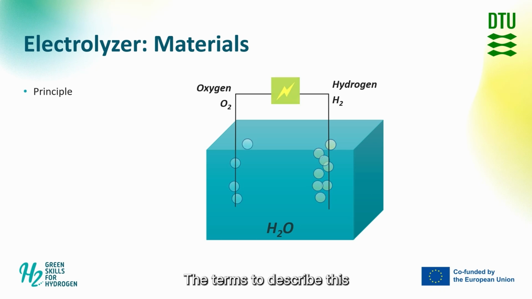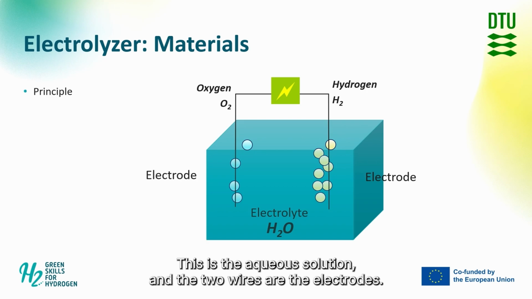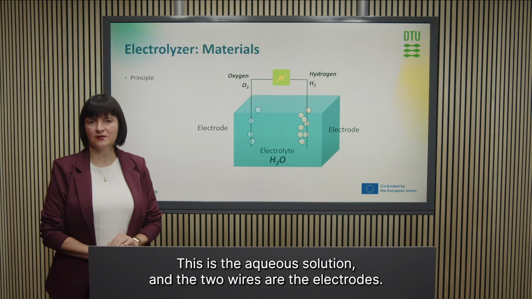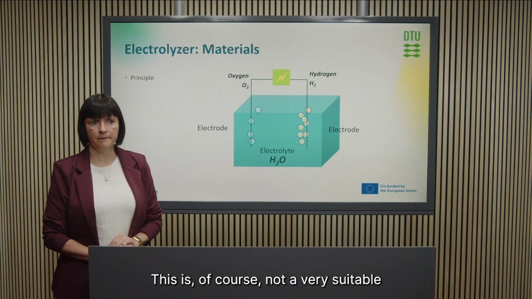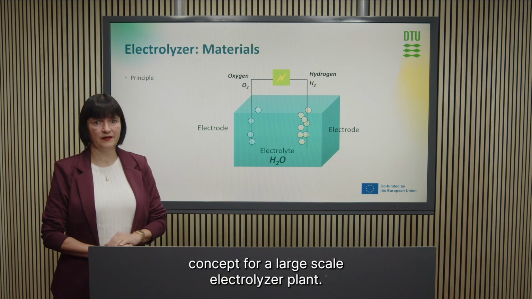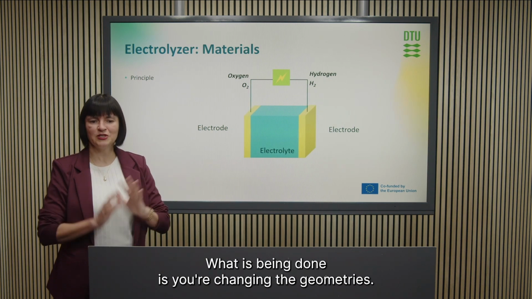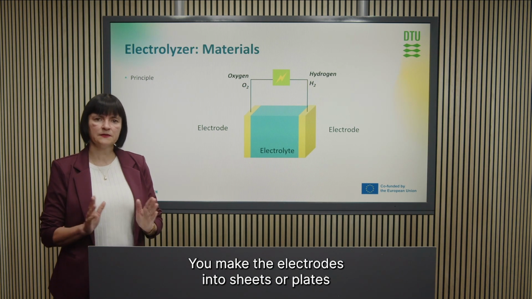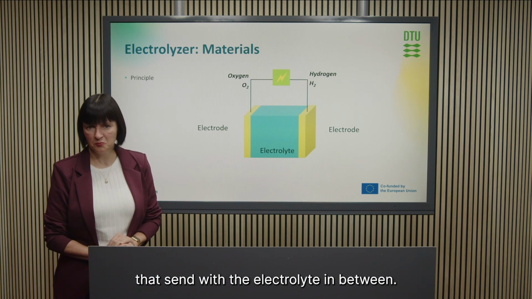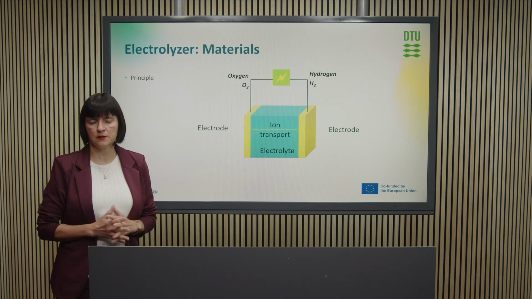The terms to describe this are electrolyte, this is the aqueous solution, and the two wires are the electrodes. This is, of course, not a very suitable concept for a large-scale electrolyzer plant. What is being done is you're changing the geometries. You make the electrodes into sheets or plates that sandwich the electrolyte in between. One of the main functions of the electrolyte is to transport electrons.